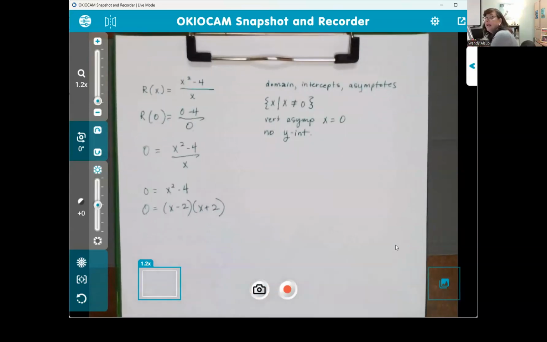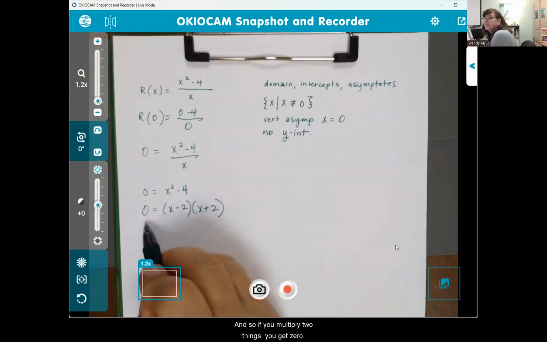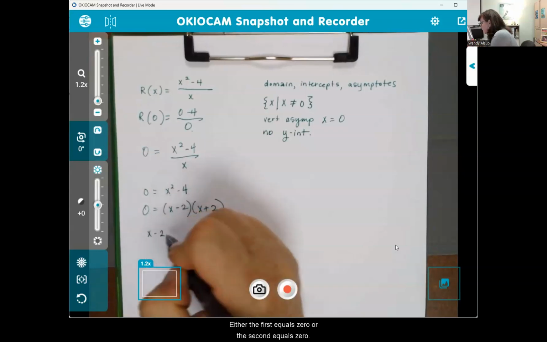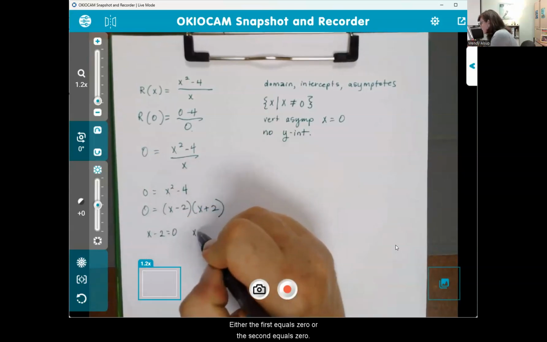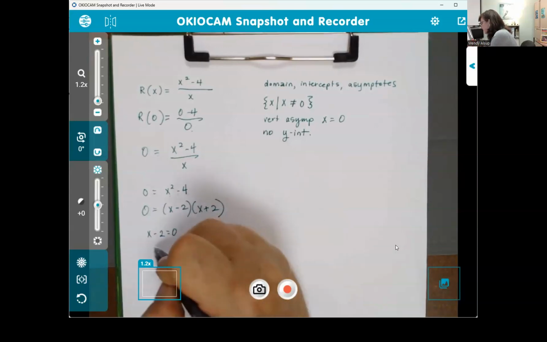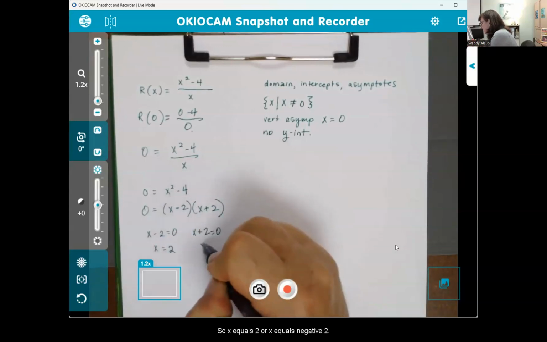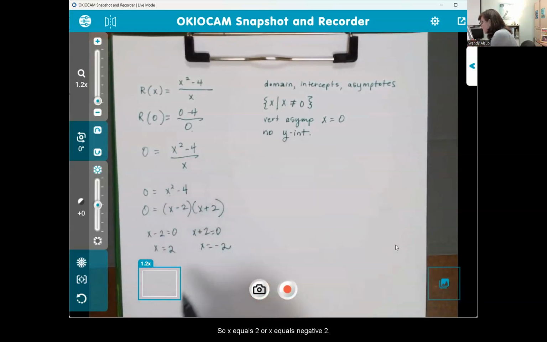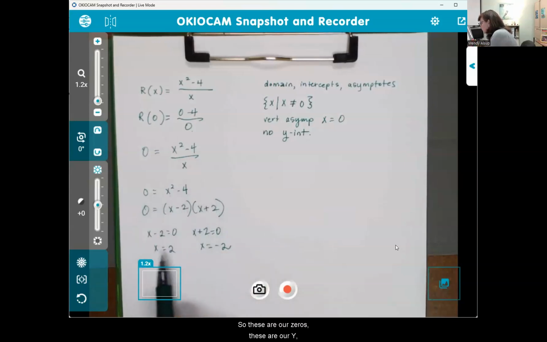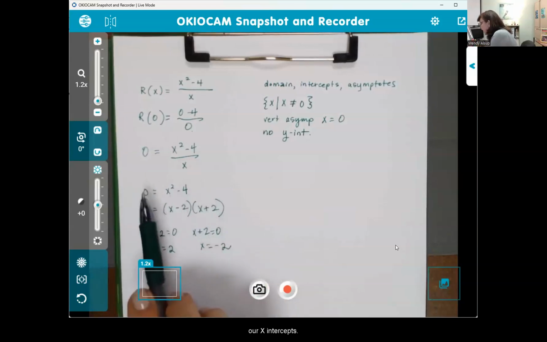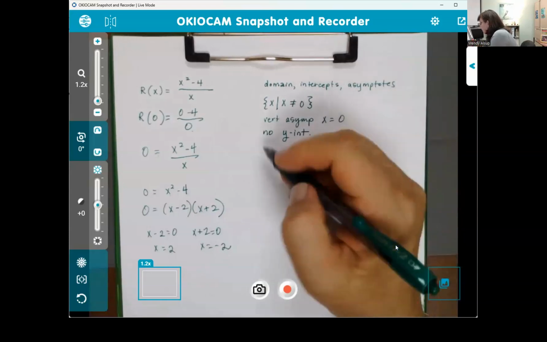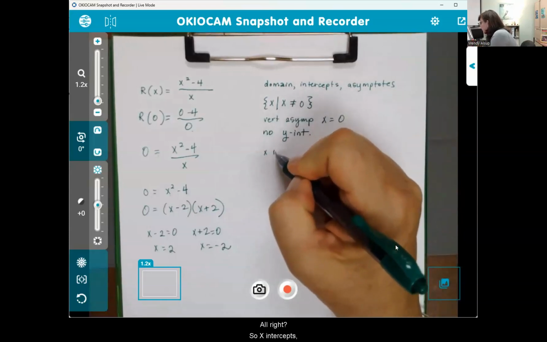This factors x minus 2, x plus 2. Okay. And so if you multiply two things, you get 0. Either the first equals 0 or the second equals 0. So x equals 2 or x equals negative 2. So these are our zeros. These are our x-intercepts.